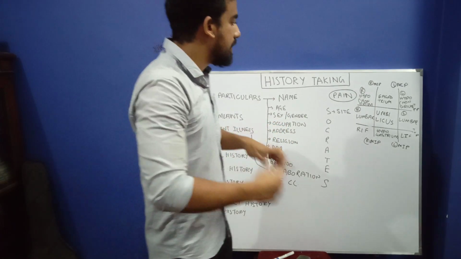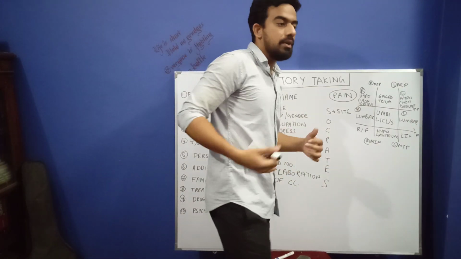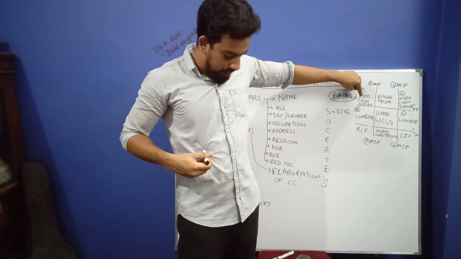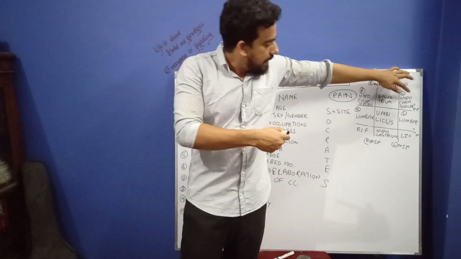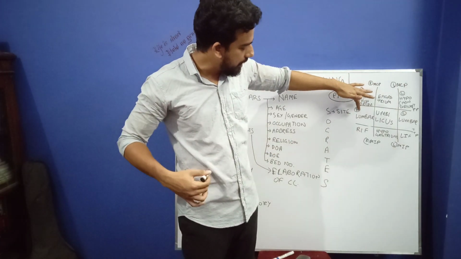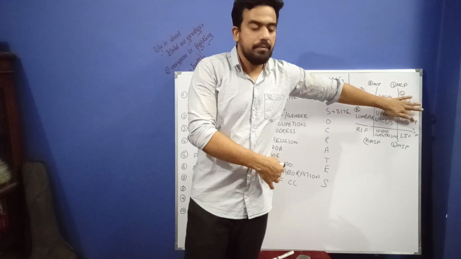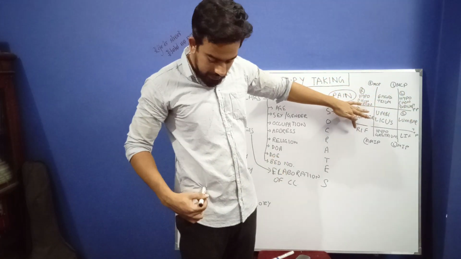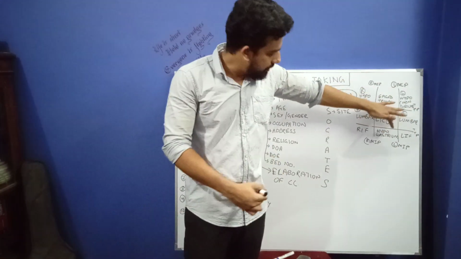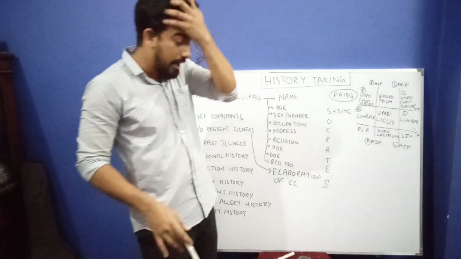So these are the 9 regions of the abdomen. Starting from the right side, topmost corner: right hypochondrium, epigastrium, left hypochondrium. Coming to the center part: right lumbar, umbilicus, left lumbar. And the lowest one: right iliac fossa, hypogastrium, left iliac fossa. Now what is the significance of dividing the abdomen into these 9 regions?